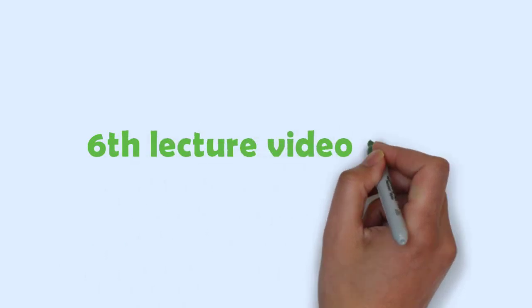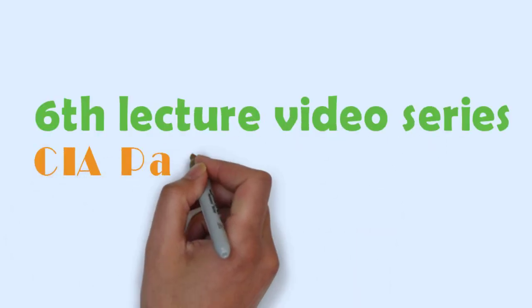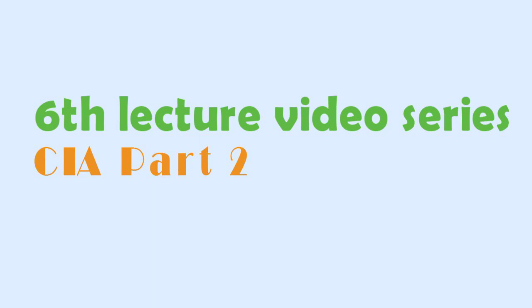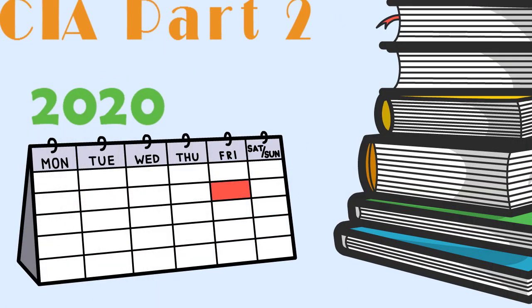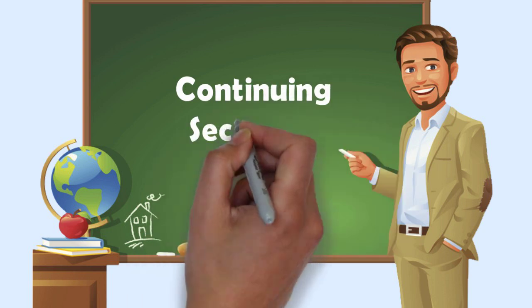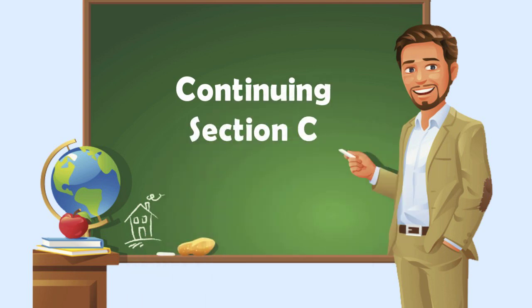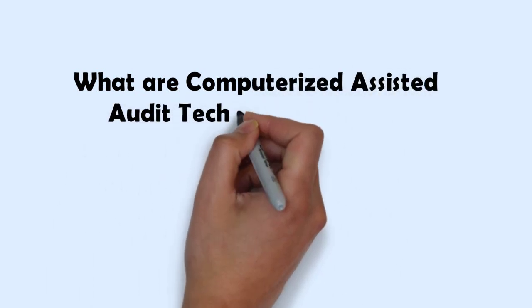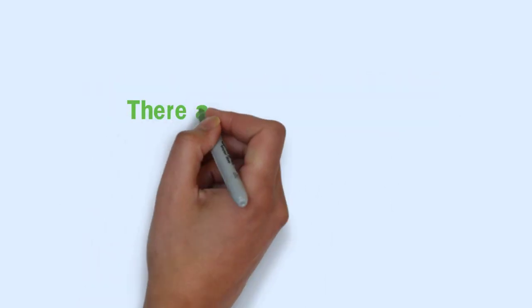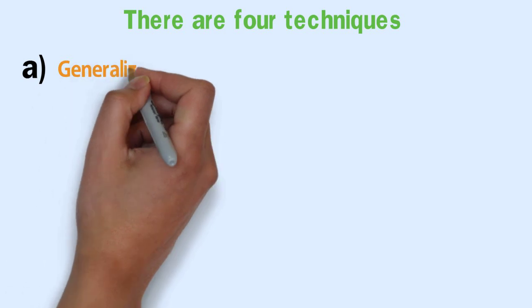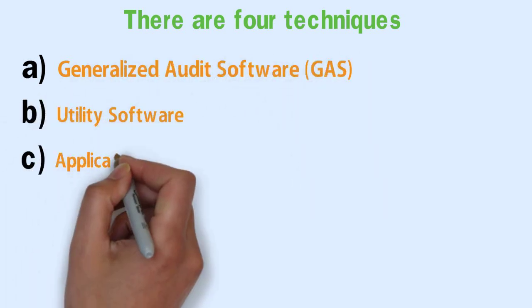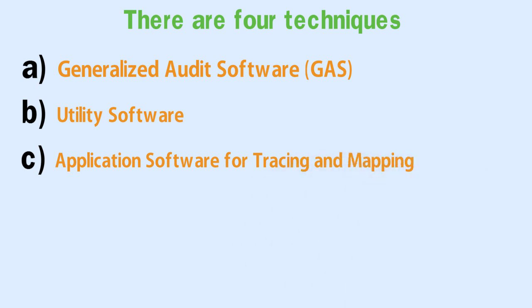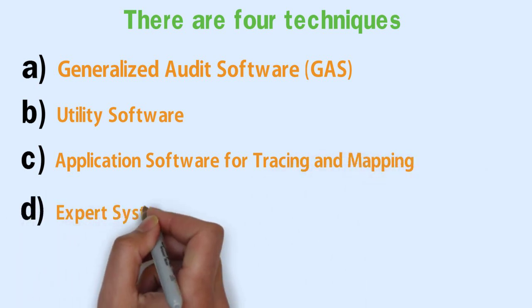Let me present to you the sixth lecture video series of CIA Part 2 Practice of Internal Auditing for all the exams beginning in 2020. We will be continuing our section C in this video as well. What are the computer assisted audit techniques? There are four techniques: A. Generalized audit software, B. Utility software, C. Application software for tracing and mapping, and D. Expert system software.